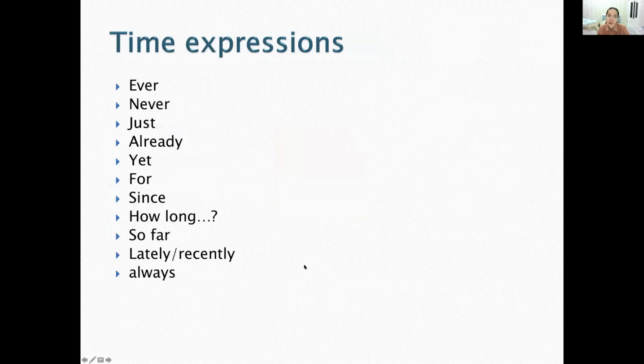The time expressions: ever, never, just, already, yet, for, since, how long, so far, lately, recently, always. If you meet such time words in a sentence, then we'll know that it is the present perfect tense. Okay, it helps you to distinguish or to indicate the tense of the sentence.